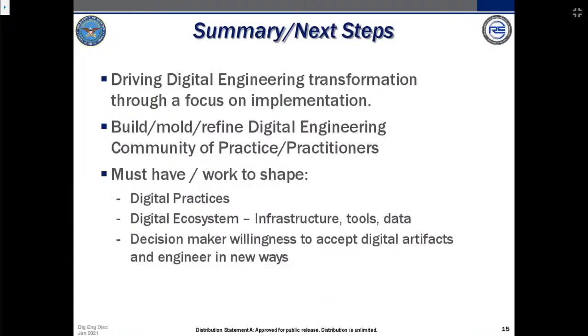Hopefully by now you can see that we're driving digital engineering transformation by focusing on implementation. Digital engineering transformation is one element of a digital transformation or digital modernization. You may have heard that coming out of the CIO. We're very much tied into that. Do not confuse them. They are not the same thing. My job in life is hard enough looking at just engineering practice.